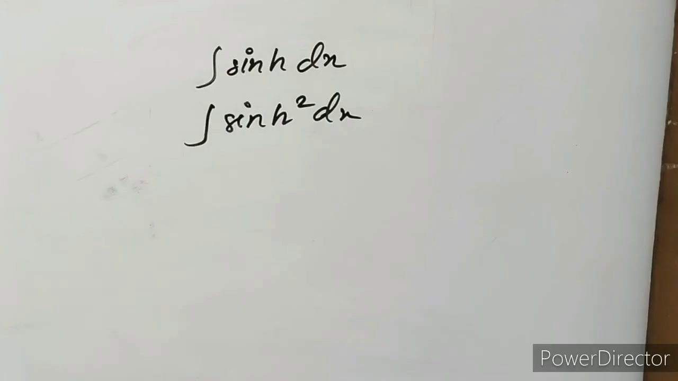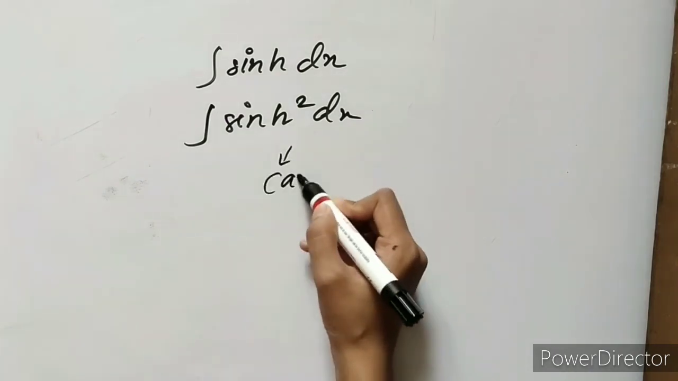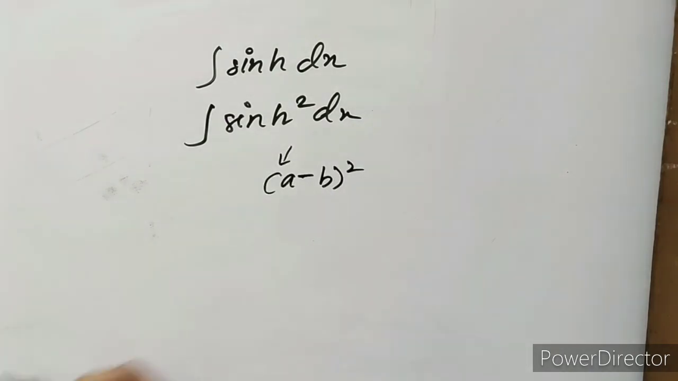In a similar way you can do the integration of these hyperbolic functions. In this you have to use the identity of (a minus b) whole square, and this one will be done without any identity.